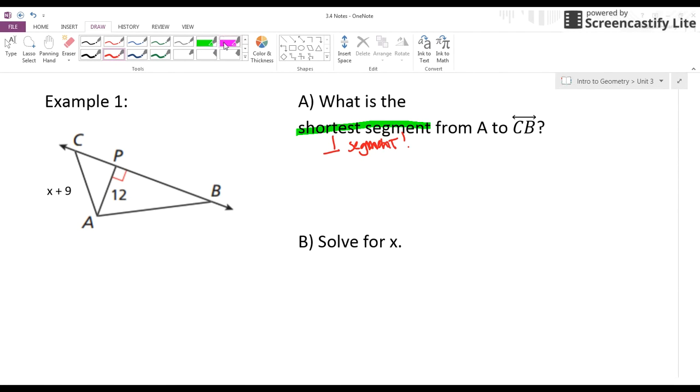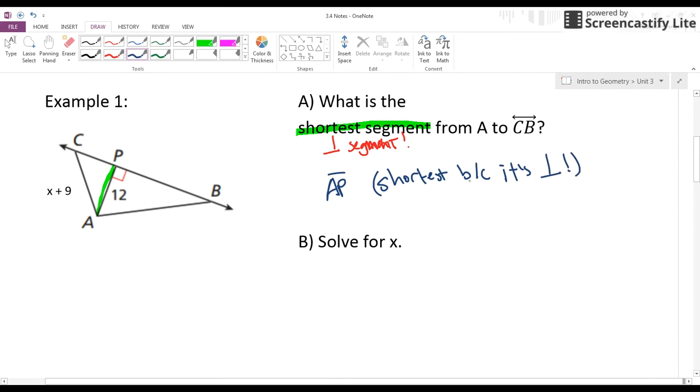So look at the diagram. What is perpendicular? Look for the right angle. And I'm going to see this perpendicular segment right over here, AP. So that means the answer to this question is AP, right? It's the shortest because it's perpendicular. I'm just going to write that in parentheses so you can remember: shortest because it's perpendicular, from the point to the line.